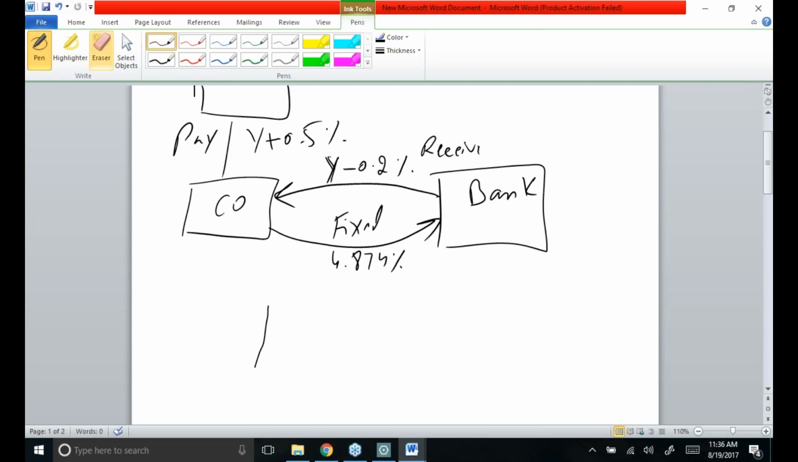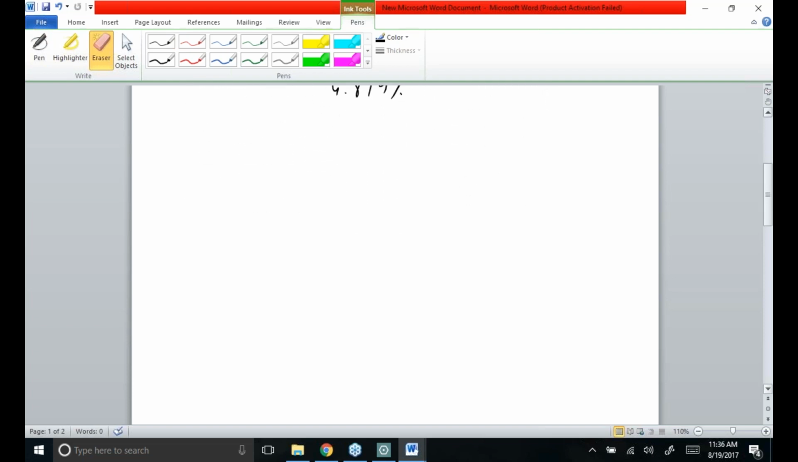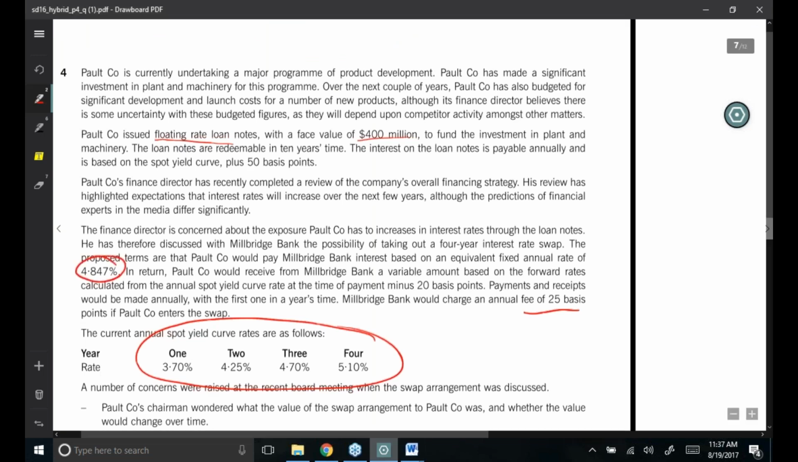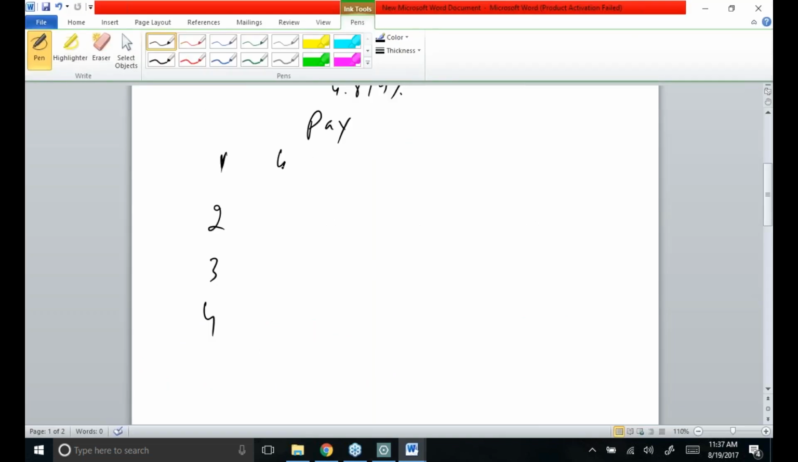So what is the structure here? How are you going to value the swap? This is a 4-year structure. Year 1, year 2, year 3, year 4. Every year you will have to pay 4.847% of 400 million.